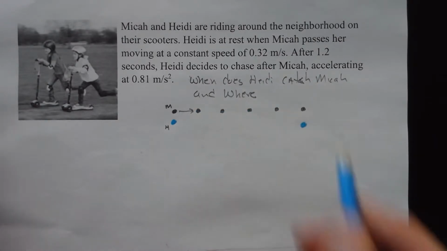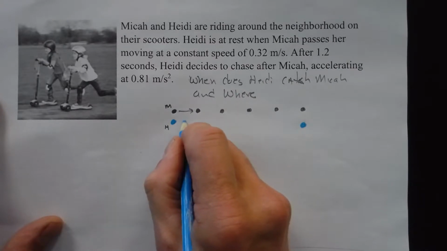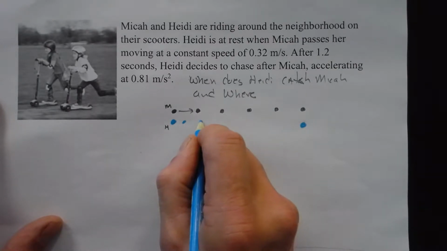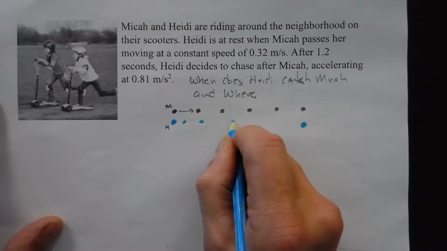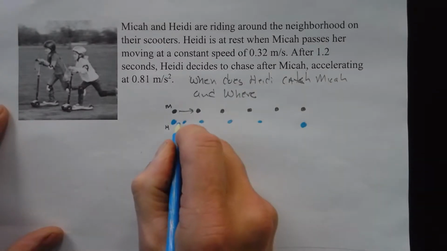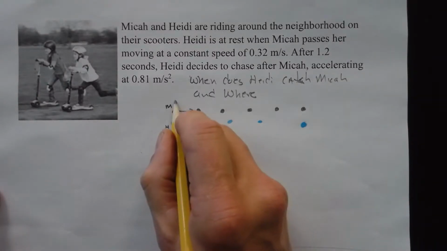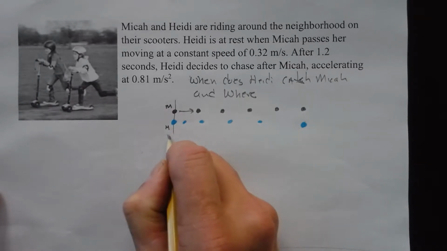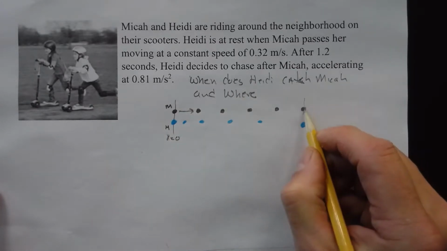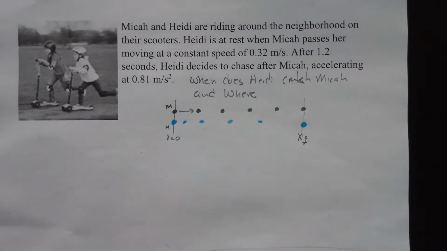1, 2, 3, 4, 5. Not so far, a little bit further. 2, 3, 4, 5. That looks like acceleration, right? It gets further and further each second. Now some other information we know. We're going to call this x equals 0, and this place, I'm just going to call x final. And that's x0 for everybody.